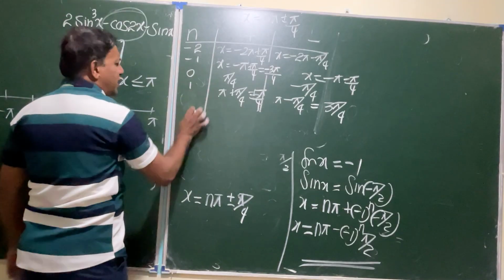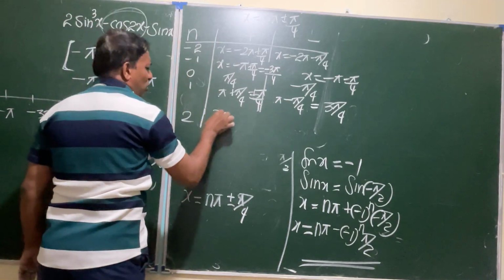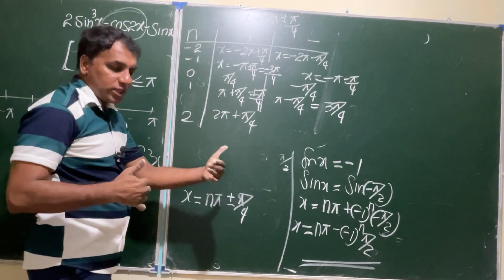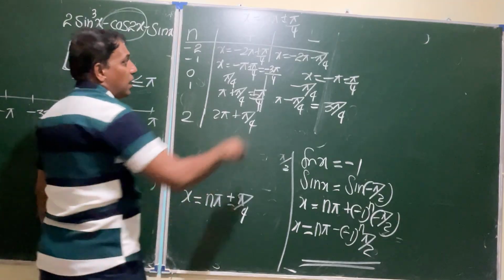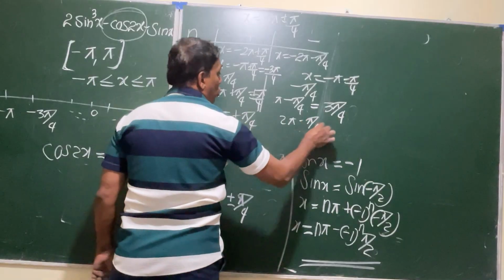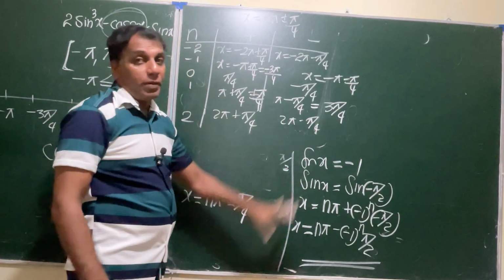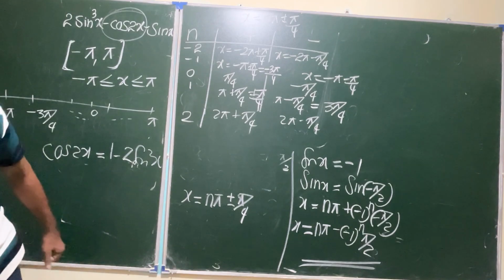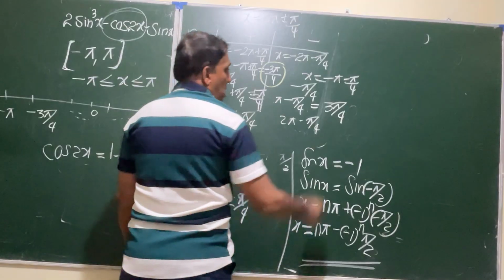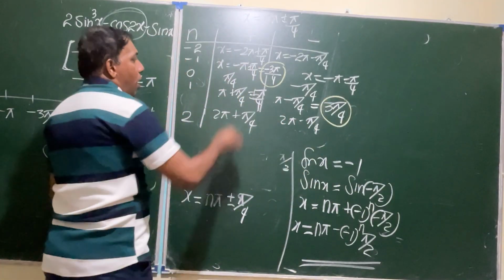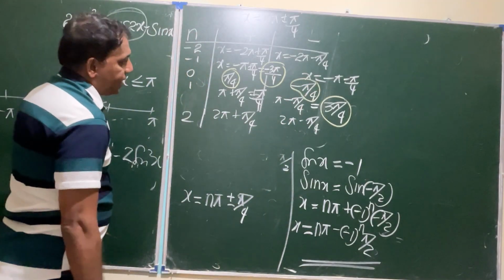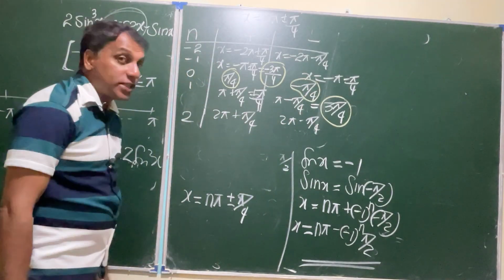Also see if n is 2, what happens? 2 pi plus pi by 4 exceeds pi, no chance, because we need the range from minus pi to plus pi. For the negative symbol, 2 pi minus pi by 4 is 7 pi by 4, no. Therefore in this case, the values available are minus 3 pi by 4, 3 pi by 4, pi by 4, and minus pi by 4. These are the four values, right?